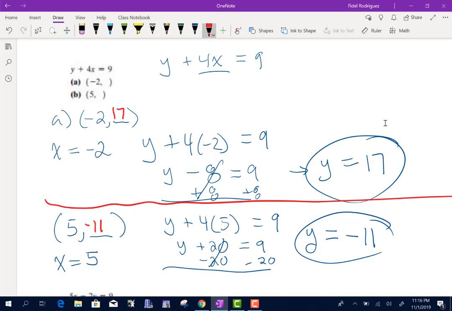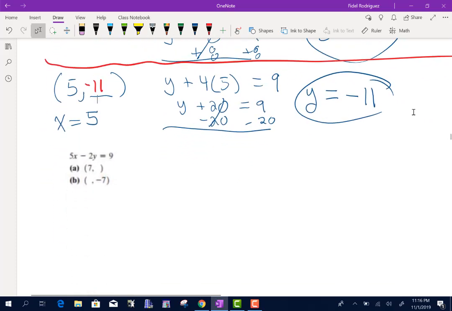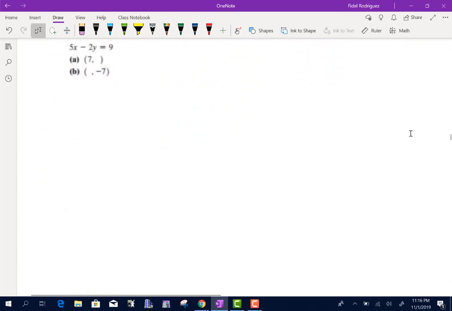So again, really what I'm doing here is working back with the equations like we did back in chapter 2, and I'm doing a lot of plugging in. I'm finding that other piece. I know what the x is, and I'm trying to find the y. So guys, we got another one similar to this. Let's go ahead and do that one.